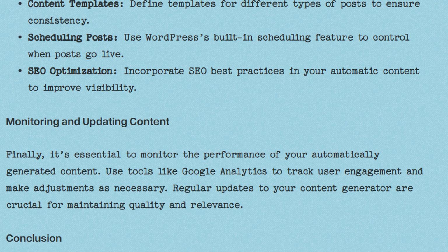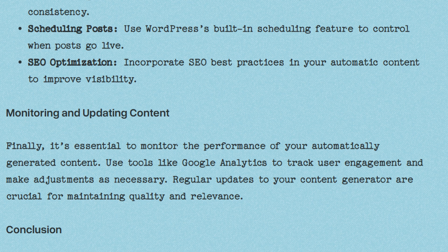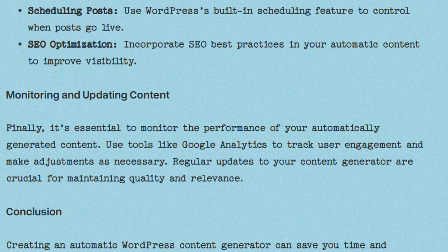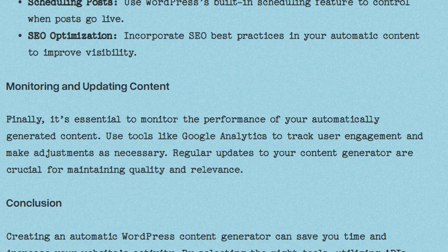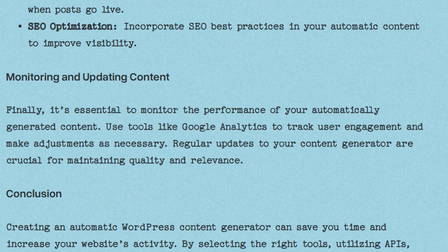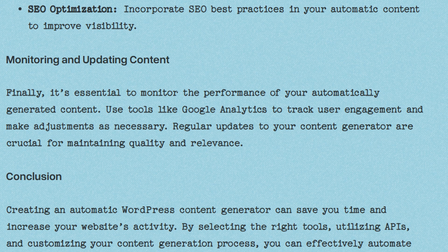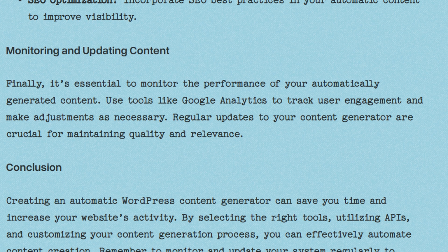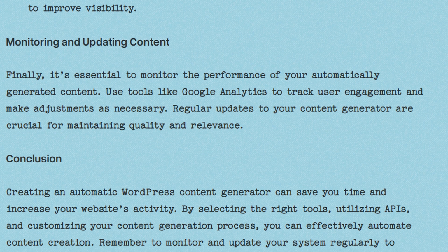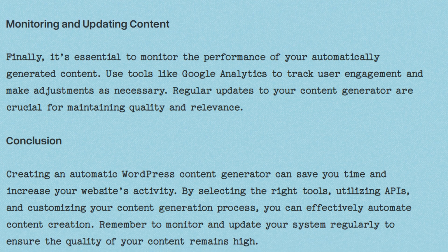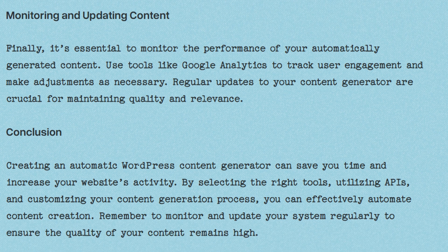Conclusion. Creating an automatic WordPress content generator can save you time and increase your website's activity. By selecting the right tools, utilizing APIs, and customizing your content generation process, you can effectively automate content creation. Remember to monitor and update your system regularly to ensure the quality of your content remains high.